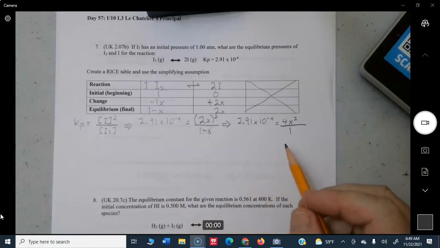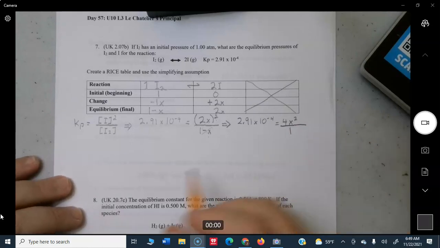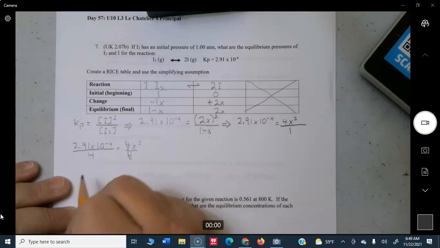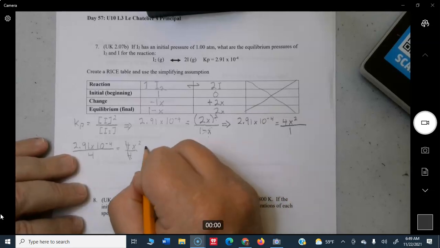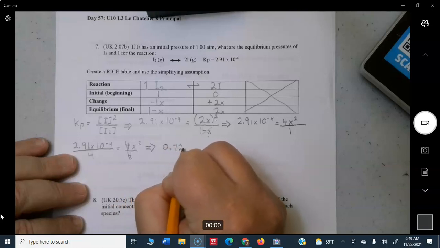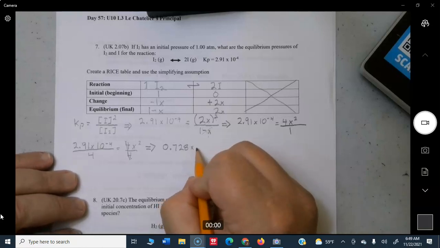Alright, so now what you have to do is divide both sides by 4. So I am going to come down here and do that. Cancel on that side. And now we simplify this. And it's 0.72728, I'm going to say. Don't have to worry about adjusting the decimal because you're not at the end of the problem yet. So you leave that kind of thing until the very final answer.